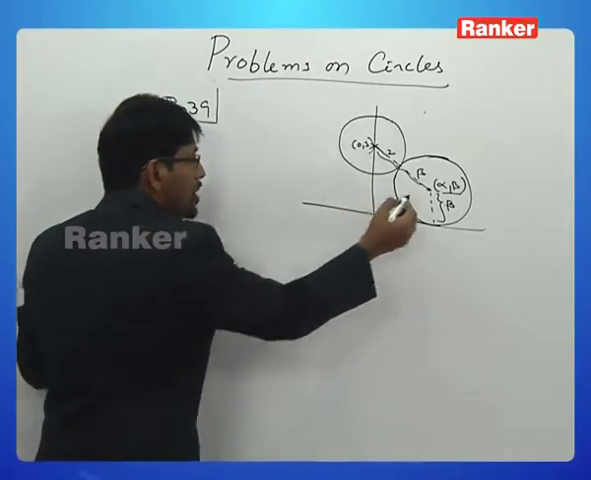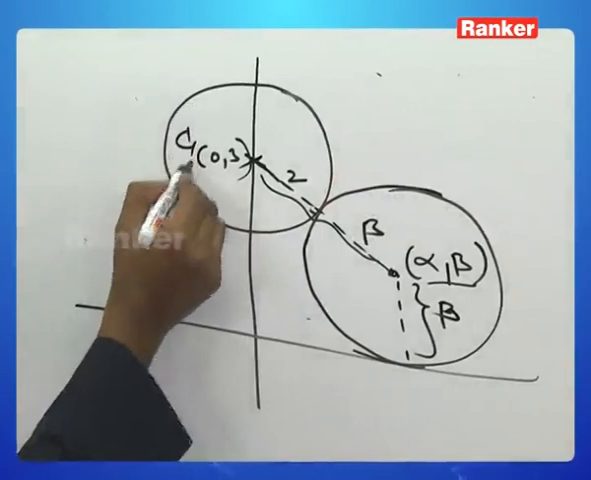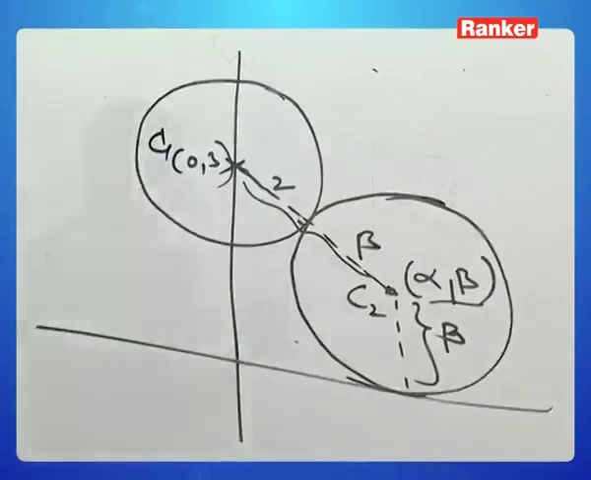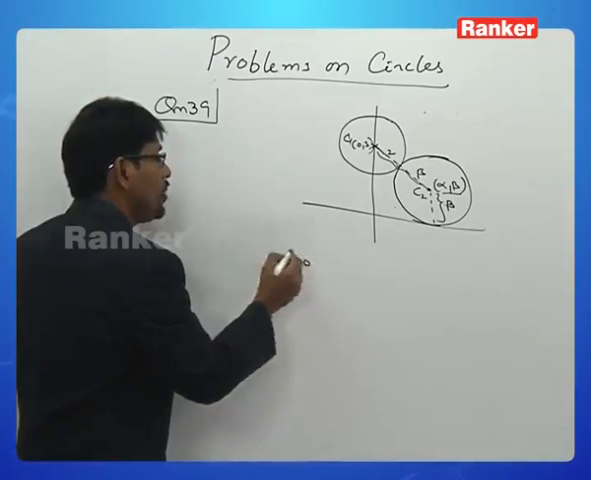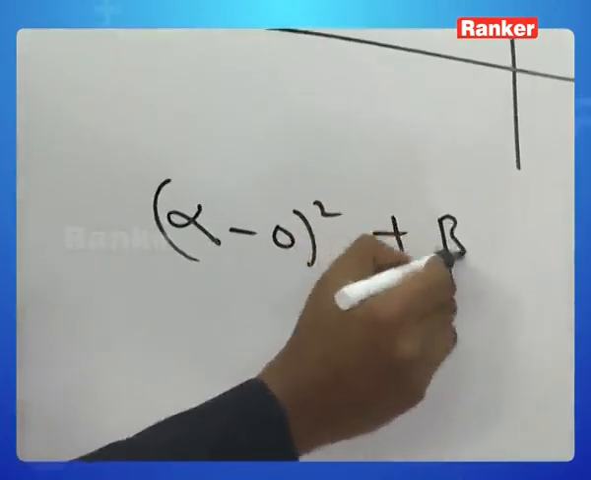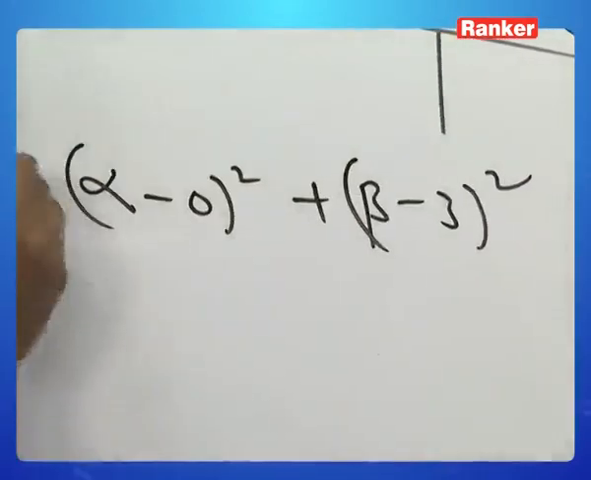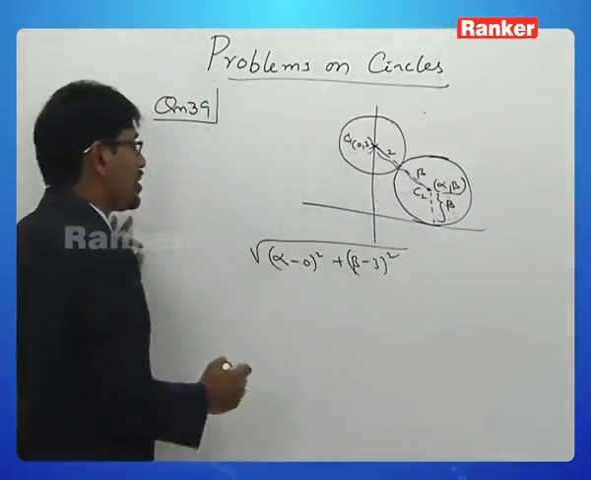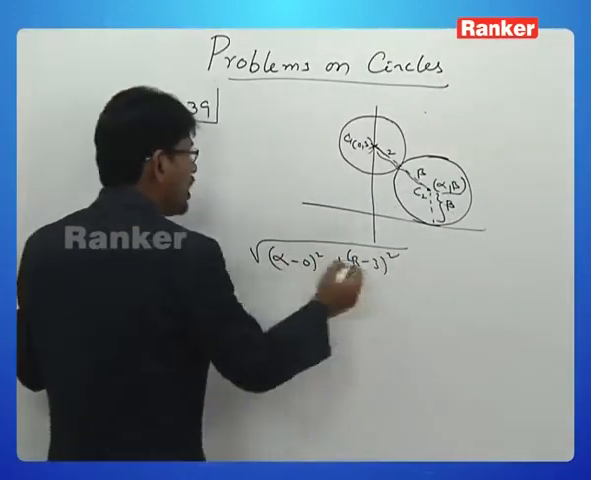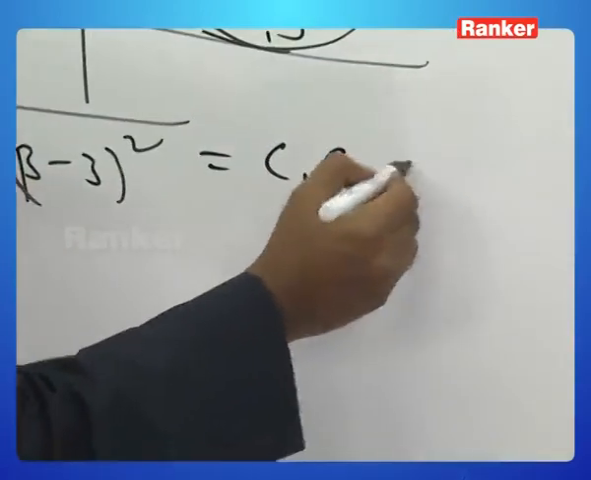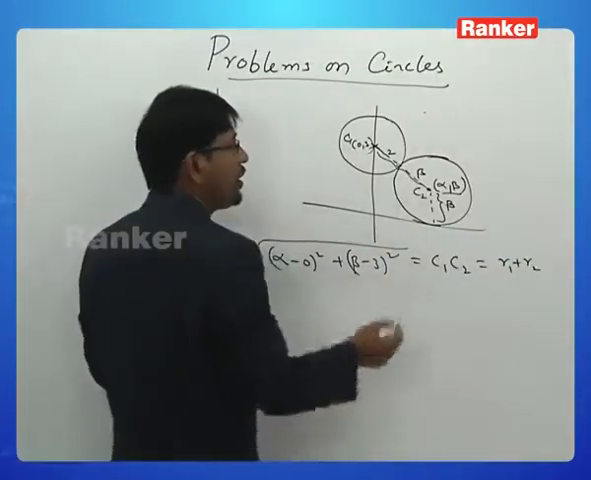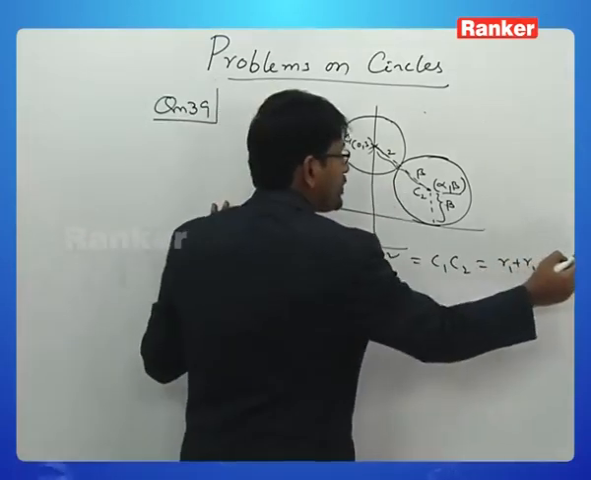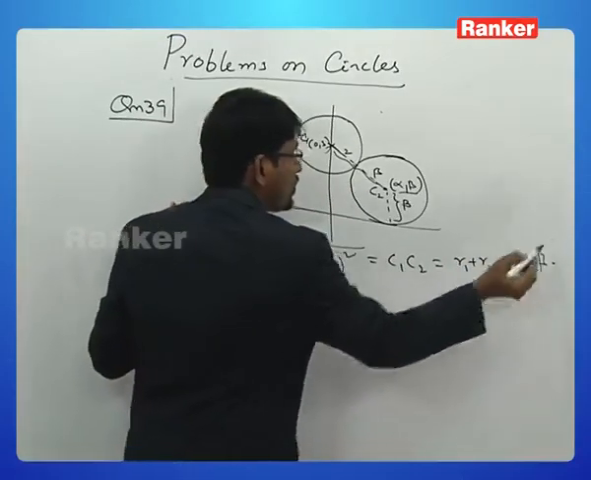Now what is the distance between the centers? The distance between the centers must be equal to the sum of the radii. That is the criterion. So what is that? Square root of alpha minus 0 whole square plus beta minus 3 whole square. That's the distance between the two centers, C1, C2, and that must be equated to the sum of the radii. What is the sum of the radii? The sum of the radii is 2 plus beta.